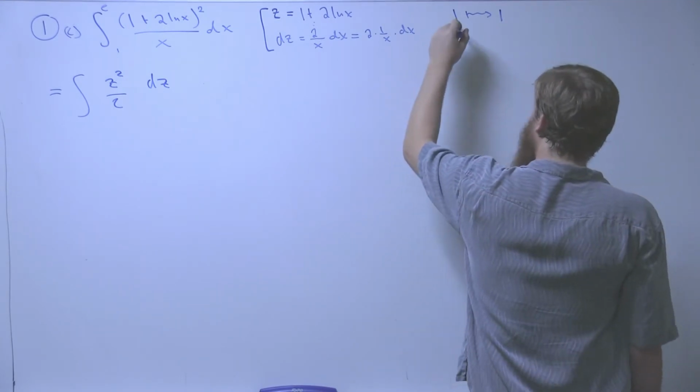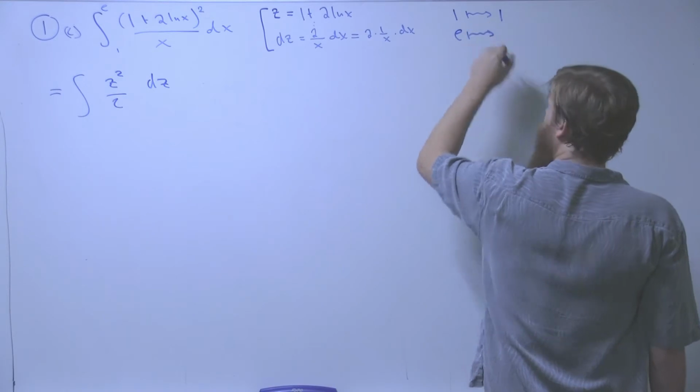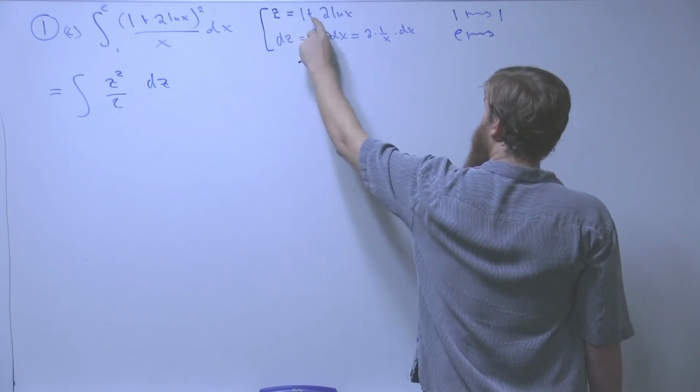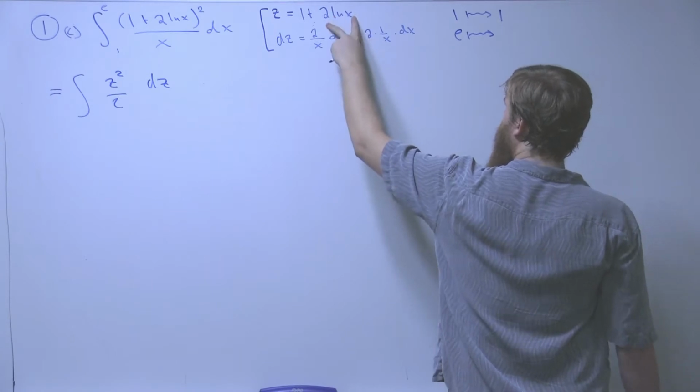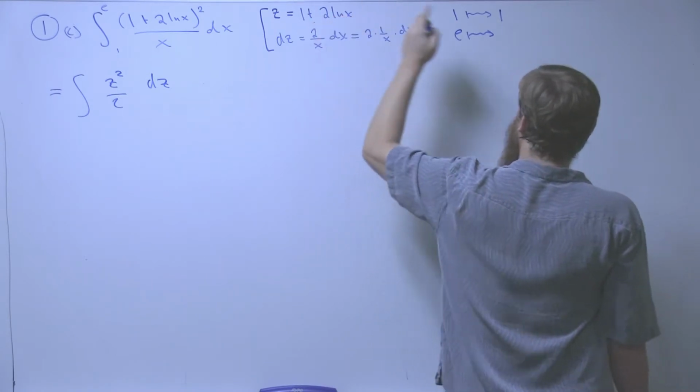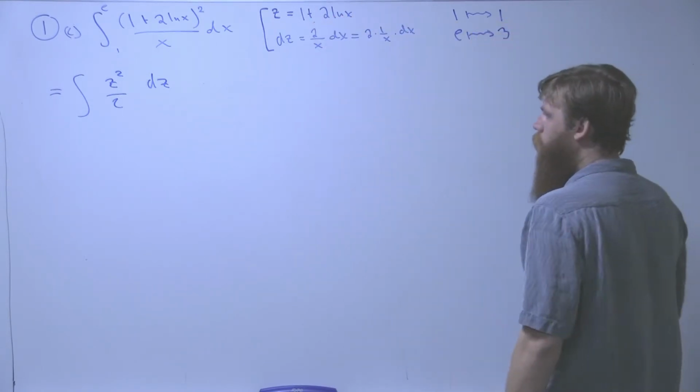If x is equal to e, then z is equal to 1 plus 2 times the log of e. The log of e is 1. 2 times 1 is 2. 1 plus 2 is 3. So e goes to 3.